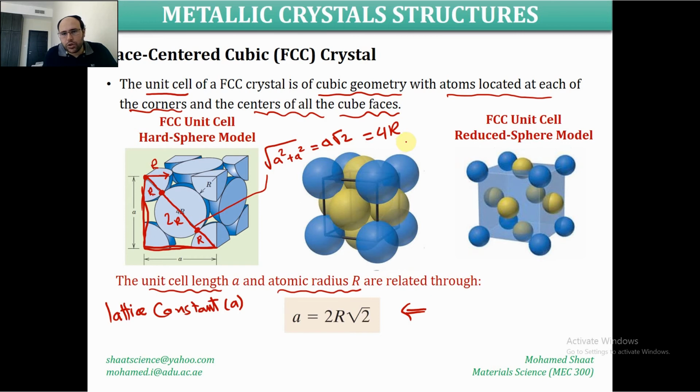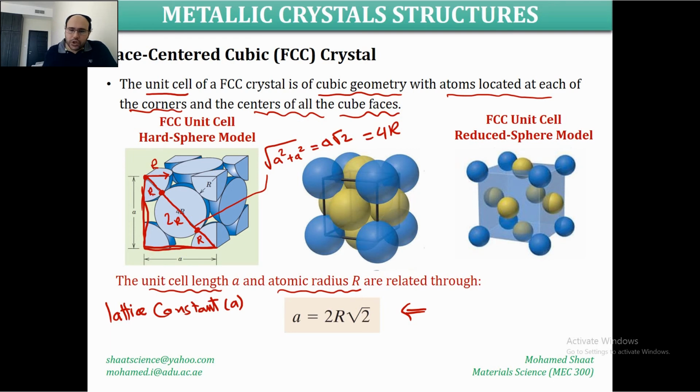If you divide by square root of 2, you're going to end up with this relation. So this is going to give us a equals 4R divided by square root of 2, which is going to give us 2 square root of 2 R. This is going to give us the a, which is the lattice constant, in terms of the atomic radius. It means that if you know, or you are already given R, which is the atomic radius for this unit cell, you can simply calculate the edge, how much it is.